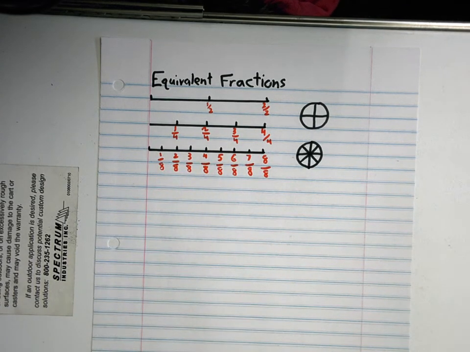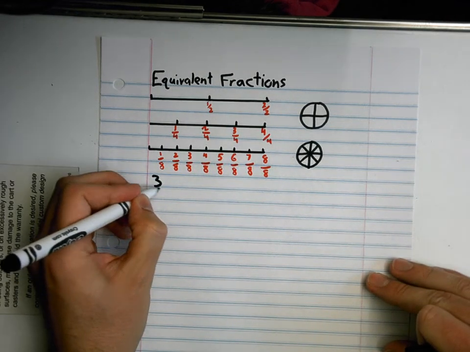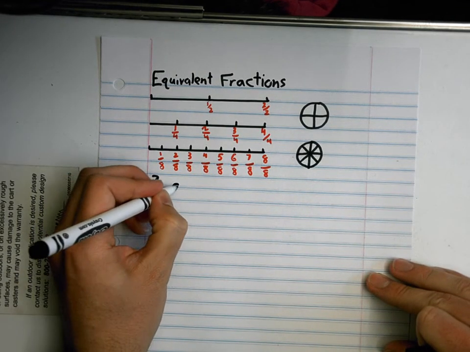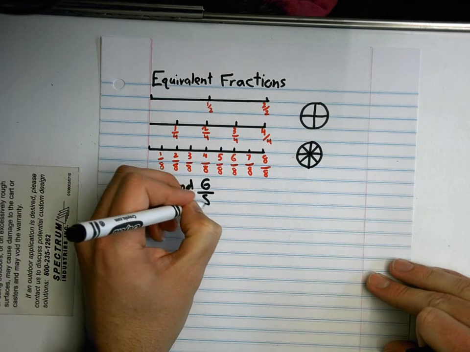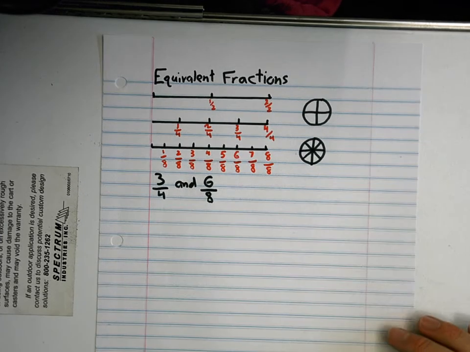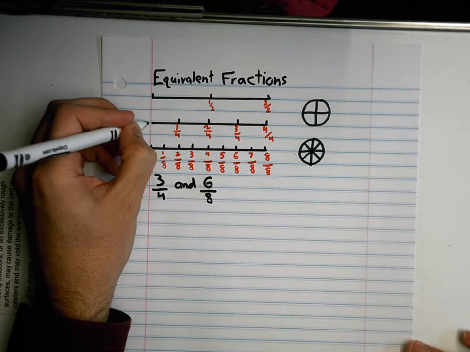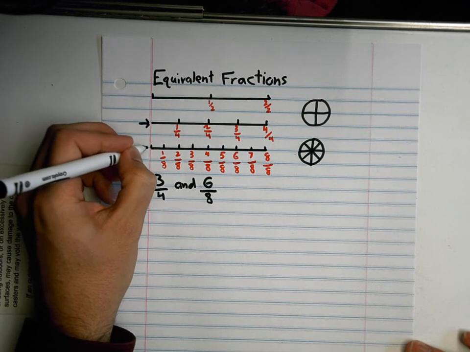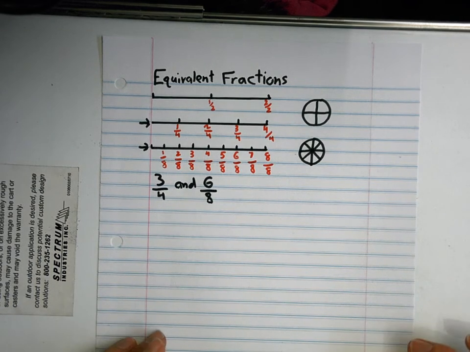Okay. And the two fractions I'm going to look at are 3/4 and 6/8. Okay, 3/4 and 6/8. Now, I'm going to look at these two lines right here, this one and this one, because this is the one that's broken up into 4 equal pieces. This is the one that's broken up into 8 equal pieces.